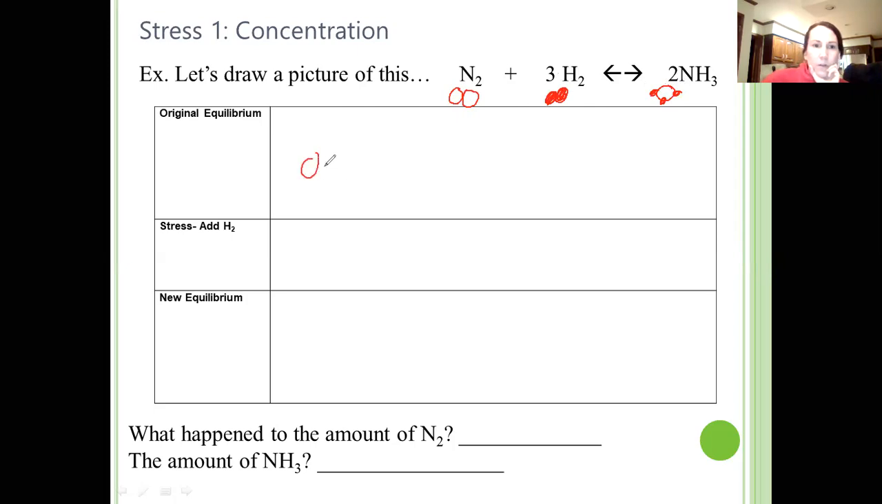Okay, so let's draw maybe like, I don't know, 4 N2s. And then we can draw 3 H2s. So we're just looking at a snapshot picture of what it might look like. Okay, and then that one's not very good.